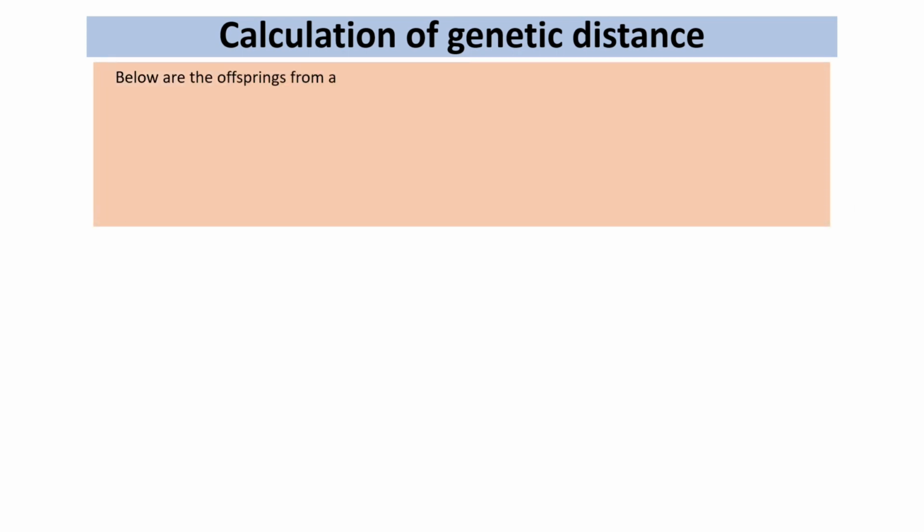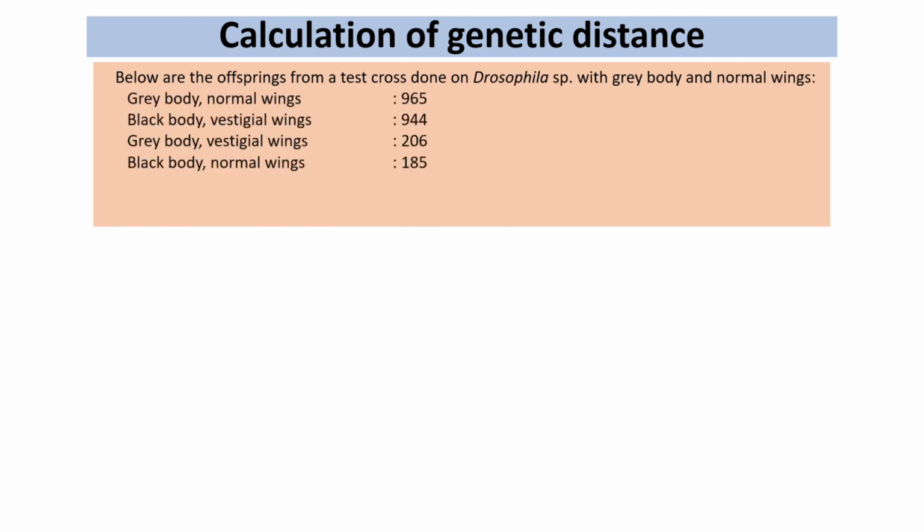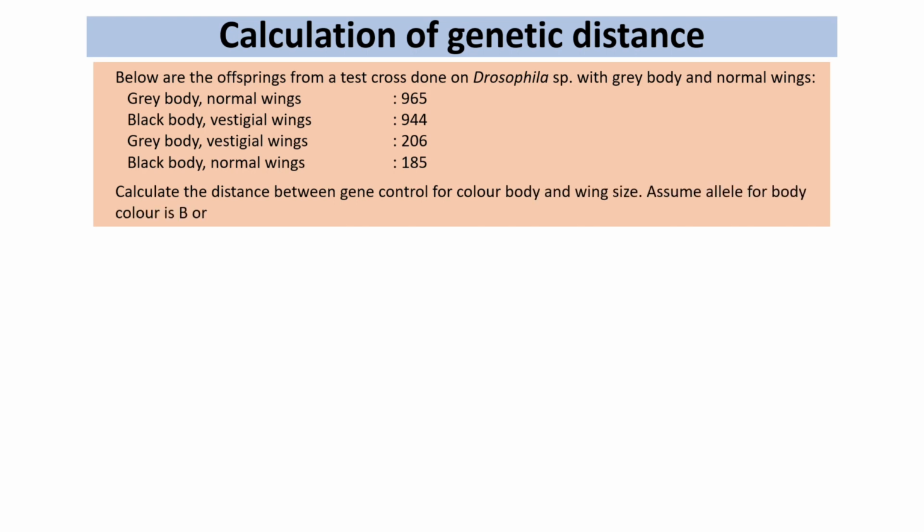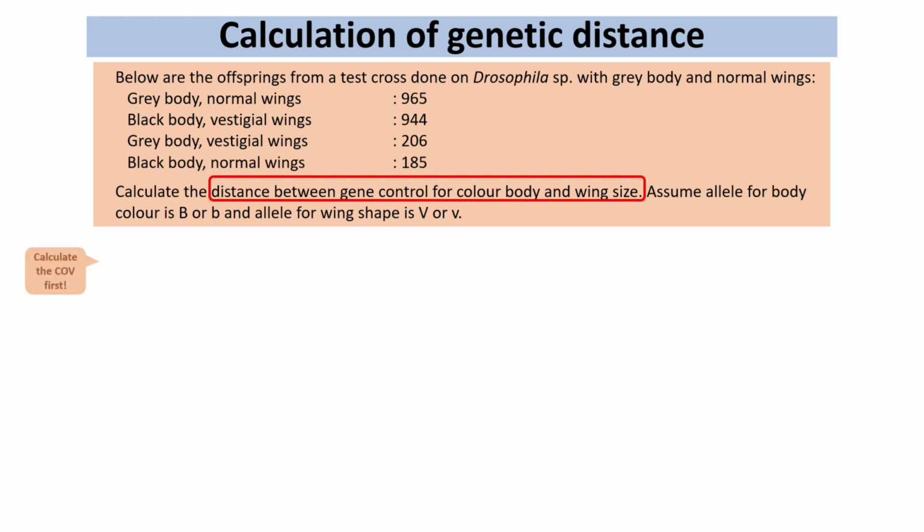Example of question can be asked is: below are the offspring from a test cross done on Drosophila species with gray body and normal wings. Calculate the distance between gene control for color body and wing size. Assume allele for body color is B or b and allele for wing shape is V or v. To calculate the distance between genes, you must calculate the COV first, by using the COV formula.